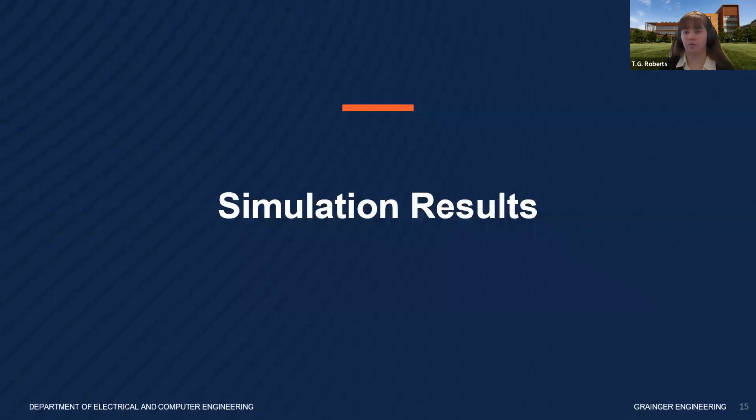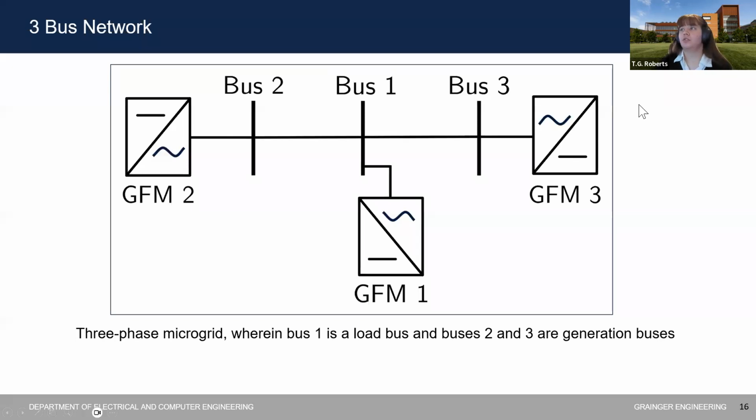Now let's look at some simulation results. For this paper, we had a test system as a 3-bus network where buses 2 and 3 were the generating grid forming inverters, so they were sending power to bus 1. Bus 1 is a load bus, so power is essentially flowing this way and this way.